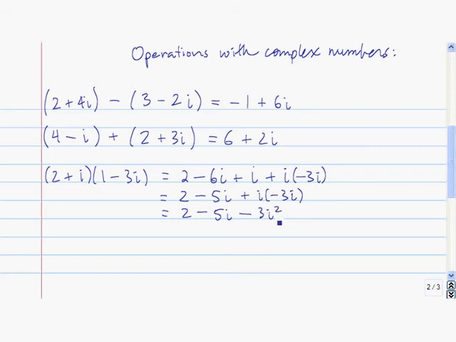Okay, so here we haven't really touched on i squared yet, so let's take a look at that. We know that the square root of negative 1 is equal to i. So that means i squared is equal to the square root of negative 1 squared. And we know that if we square the square root, we get the inside. So that means that negative 1 is equal to i squared. So i is the square root of negative 1, and i squared is negative 1. So we can now substitute negative 1 for this i squared.